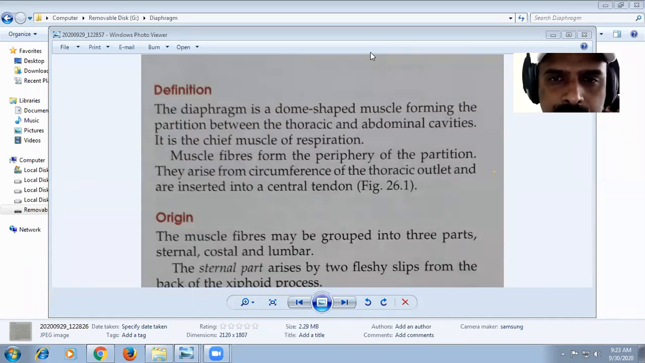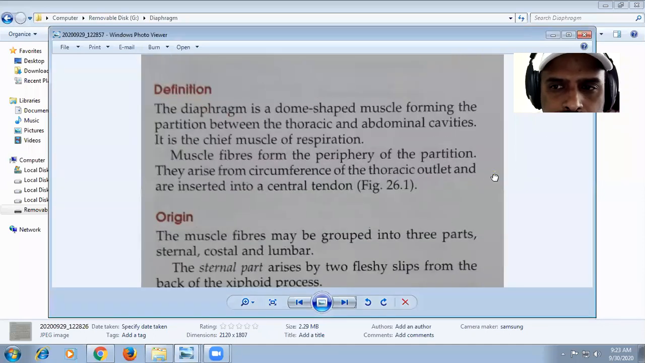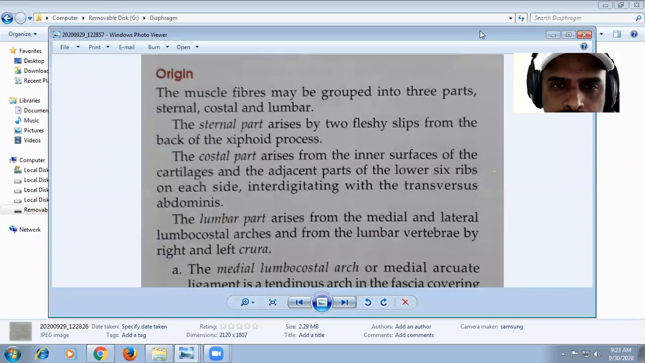The diaphragm is a dome-shaped muscle forming the partition between the thorax and abdominal cavities. It is the chief muscle of respiration. It has origin points you have to remember: it has three points of origin.